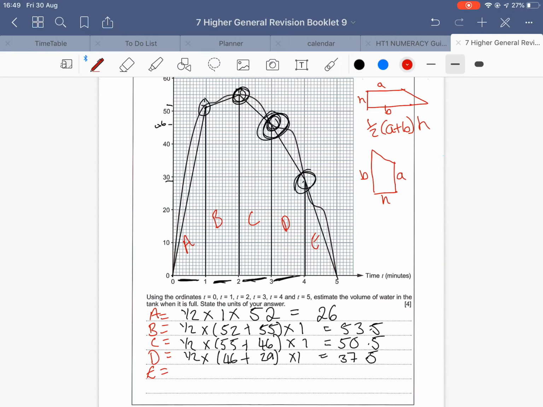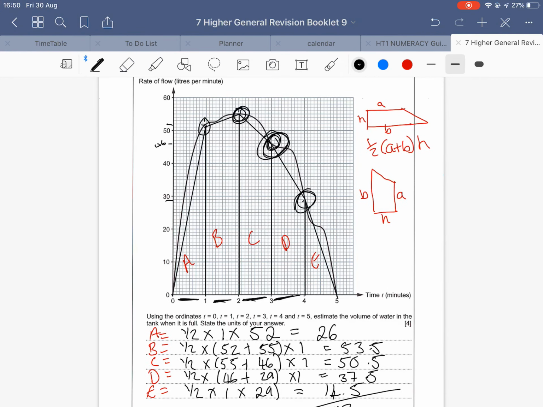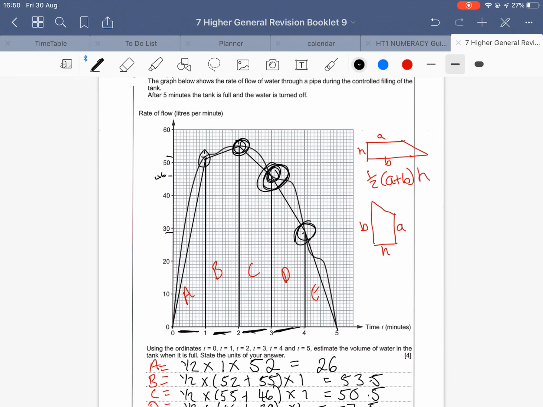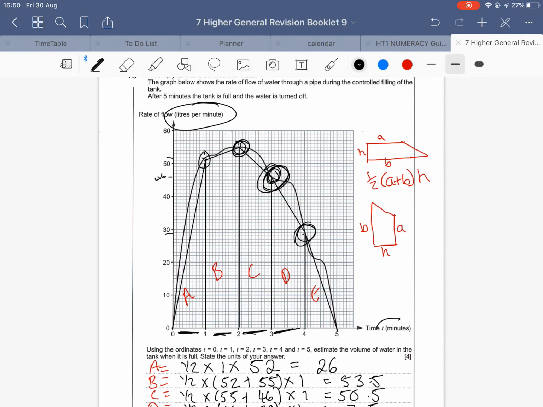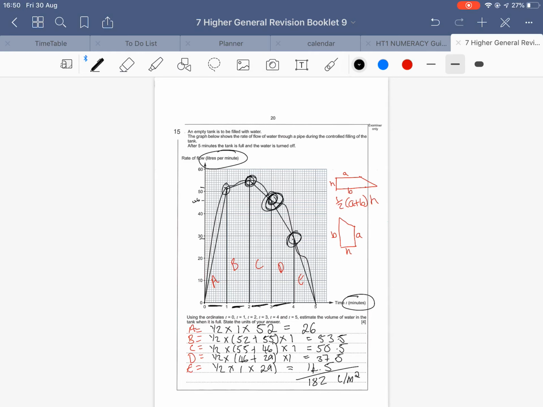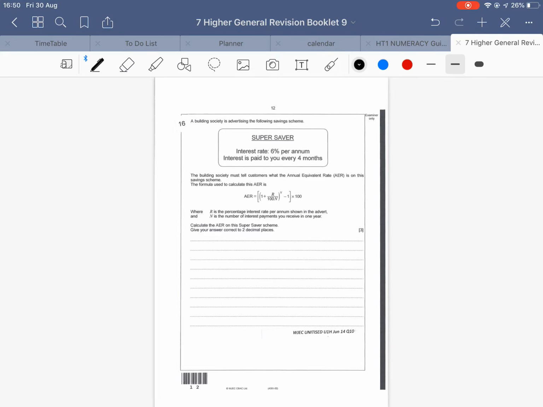Last shape, E, triangle. Half base times height. Base is 1. Height was 29 from the previous one, which is just half 29: 14.5. Add all those up, and I get 182. Where is this? Liters per minute squared. So we got liters per minute here, but obviously we're timesing it by another minute. So it's liters per minute squared. So 182 liters per minute squared. Oh, I squeezed all that in and there's last space there.